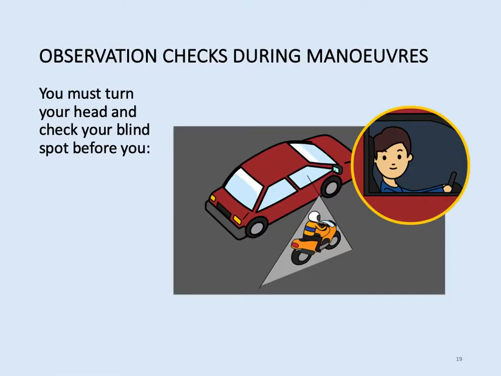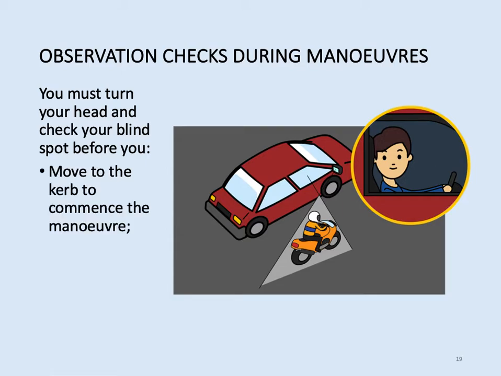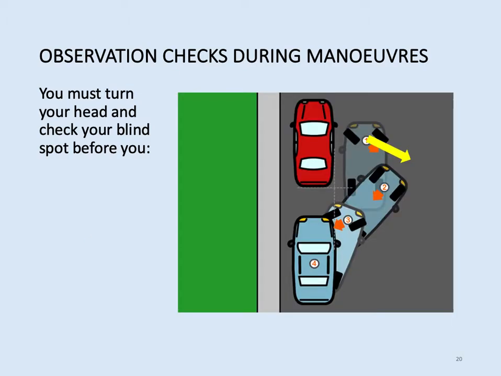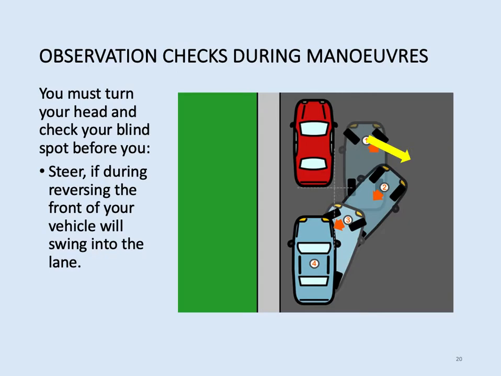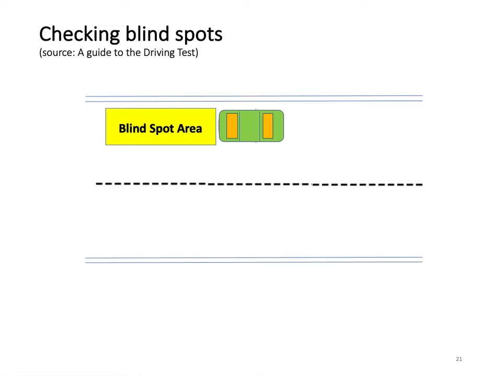The learner must turn their head and check their blind spot before moving off from the curb to commence the maneuver or leaving the curb to rejoin the traffic. The learner must turn their head to check the blind spot before they steer if during the maneuver the front of the vehicle will swing out into the lane, such as in the reverse park maneuver.